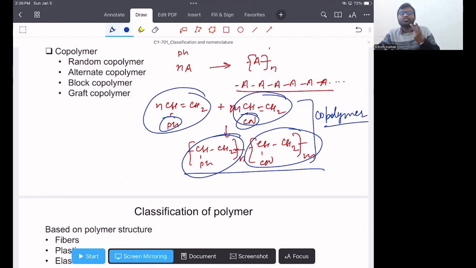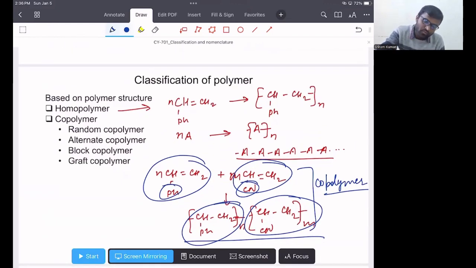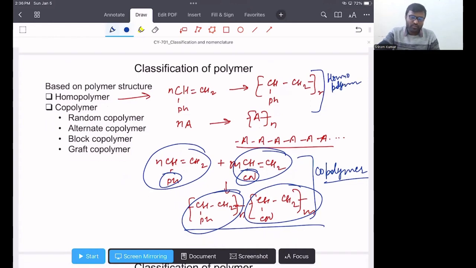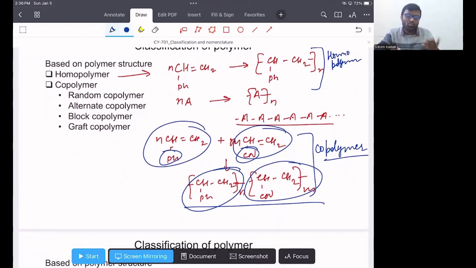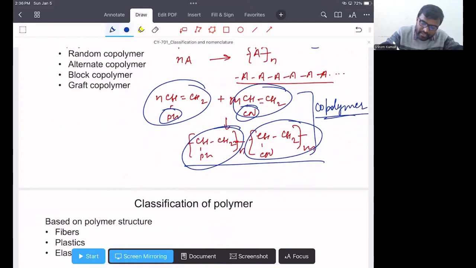So the polymer which has these two kinds of monomer is called a copolymer, and the polymer which has one kind of monomer is called a homopolymer. Okay, so we understand this classification, that is the homopolymer and the copolymer. Again, we can classify these copolymers based on the structure and the repetition of the monomers in that repeat unit. That is what we can take as the simplest example.